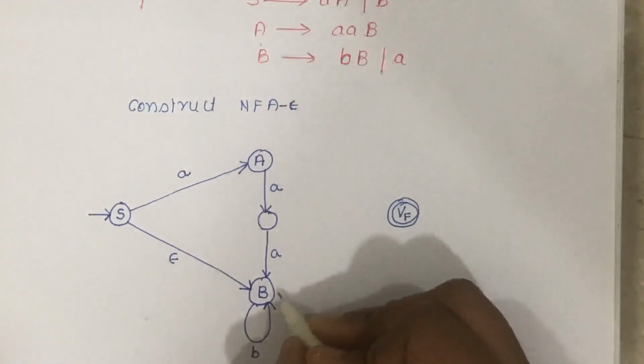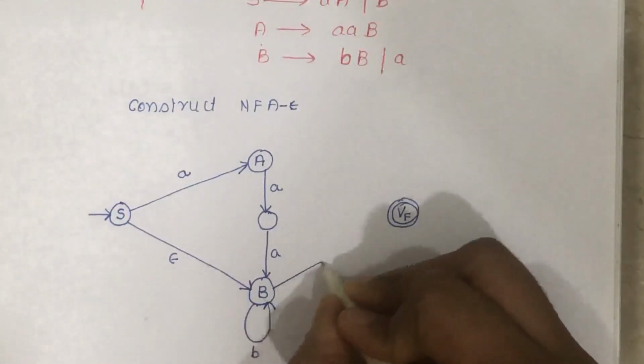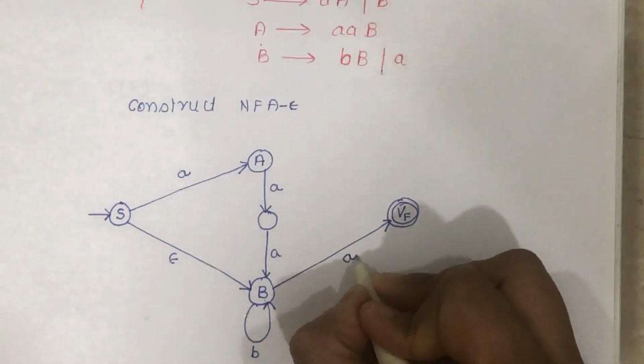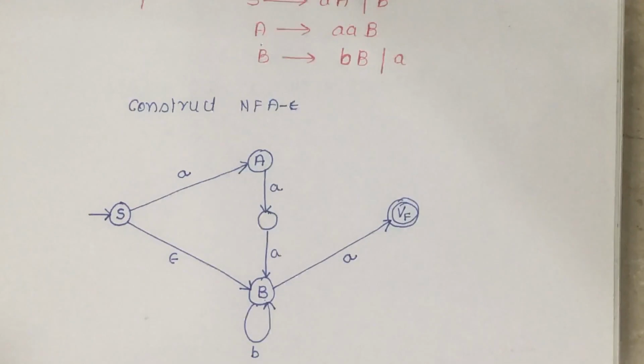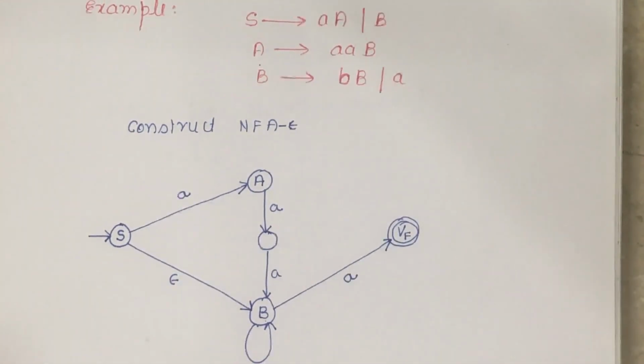Now next is B to A. So here we will mark the transition from B to the final state for input symbol A. So this is the process for constructing an NFA with null moves from a given grammar.